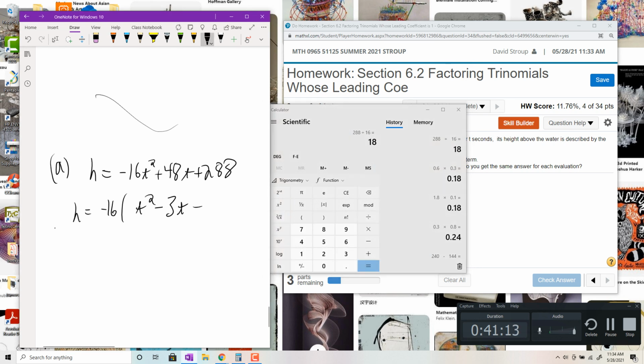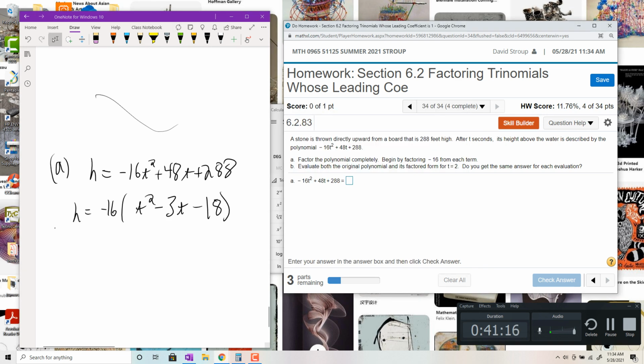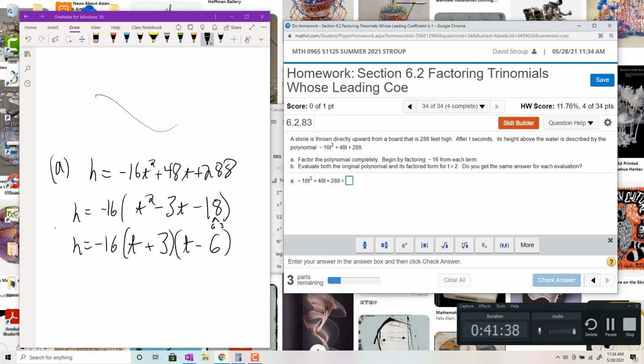And then we want to factor that trinomial. Okay, so h will be negative 16 times, this is a plus minus. We need two numbers that multiply to be 18, but subtract to be 6. That would be 6 and 3. The bigger number has to be negative. So let's see this. 16 times t plus 3 times t minus 6.